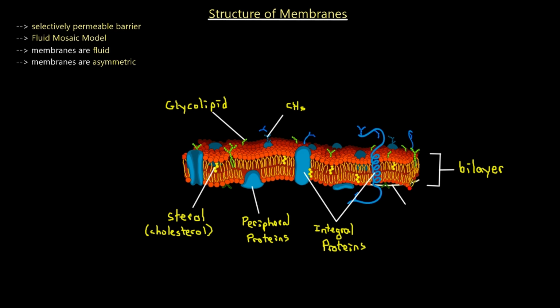Now, another aspect of membranes to consider is that membranes are asymmetric, meaning that the phospholipid layer that's on top does not line up with the phospholipid layer that is at the bottom. These two phospholipid layers are not symmetric, they're asymmetric, and they do not correspond in an alignment with each other.